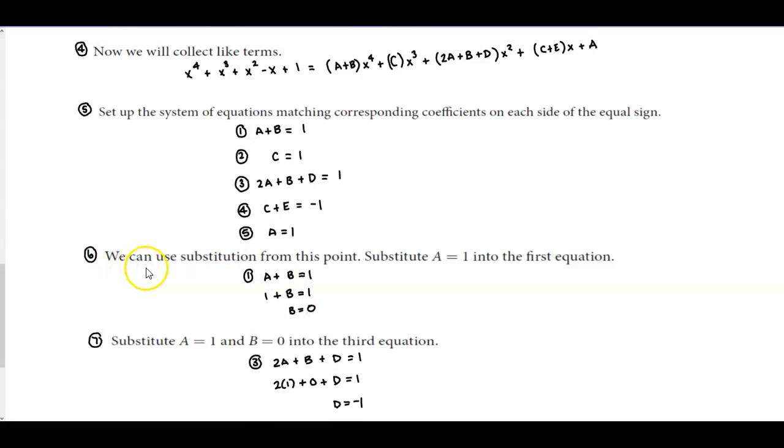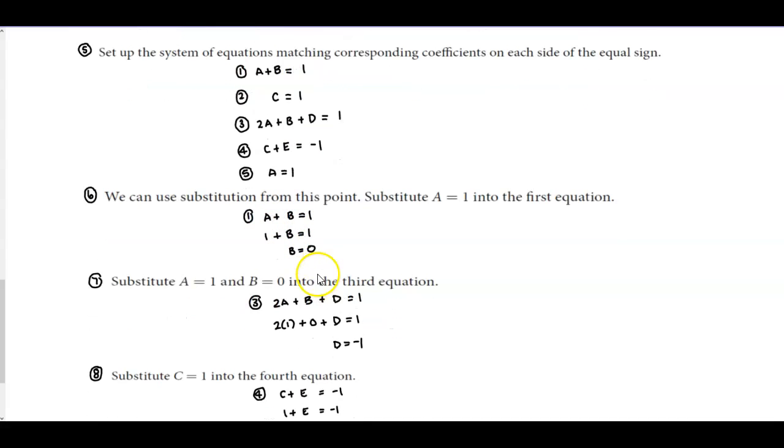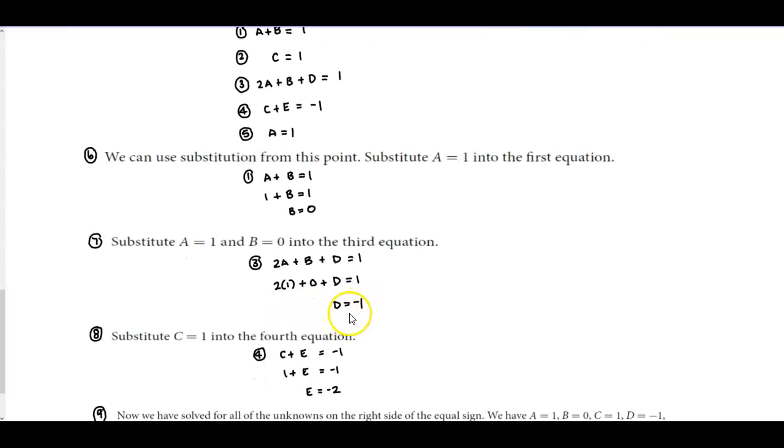So in step number 6, we can use substitution from this point. So we're going to substitute a is equal to 1 into the first equation to solve for b. Plugging in 1 for a and subtracting 1 from both sides, now we know that b is equal to 0. And in step number 7, we can substitute a is equal to 1 and b is equal to 0 into the third equation. So we have 2 times 1 plus 0 plus d is equal to 1. If we subtract 2 from both sides, now we know that d is equal to negative 1.